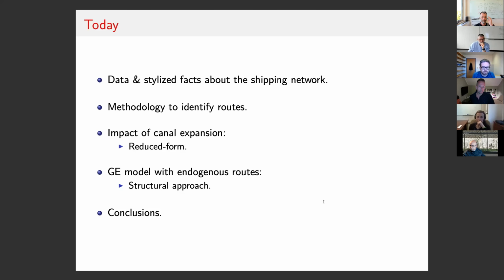Okay, so I'll start with some data, and I'm going to show you some stylized facts that I think motivate what we do and how we model this ultimately. Then I'm going to explain to you how we identify routes. Basically what we're going to do is construct a route planner for the container shipping network. Then I'm going to move on to the canal expansion, the reduced form approach, and then the model and the more structural approach, and then conclude.